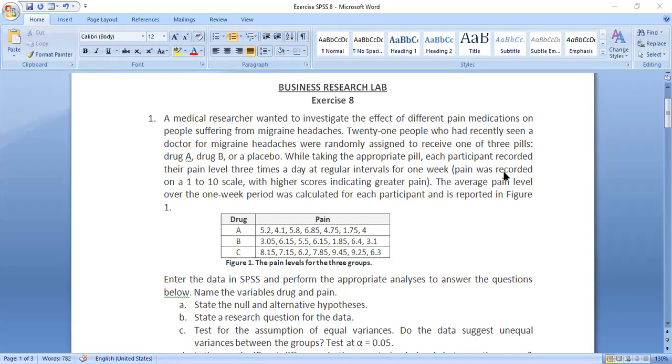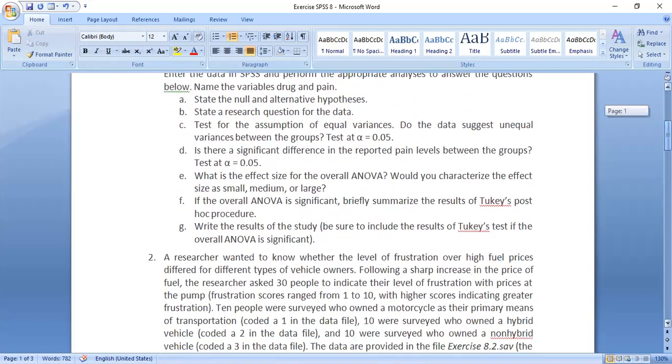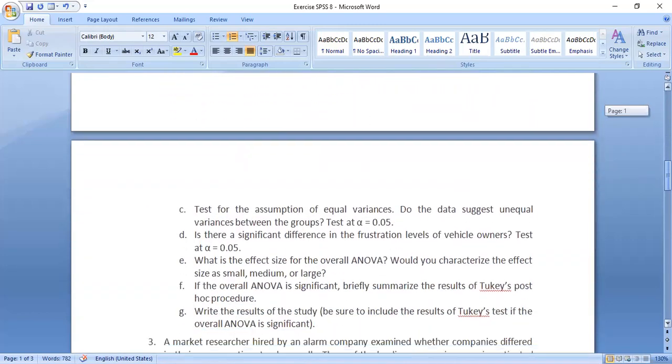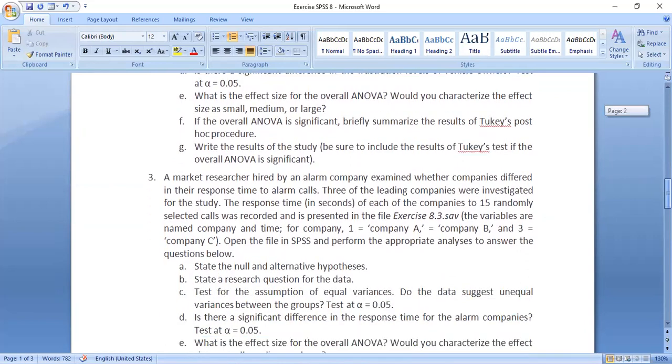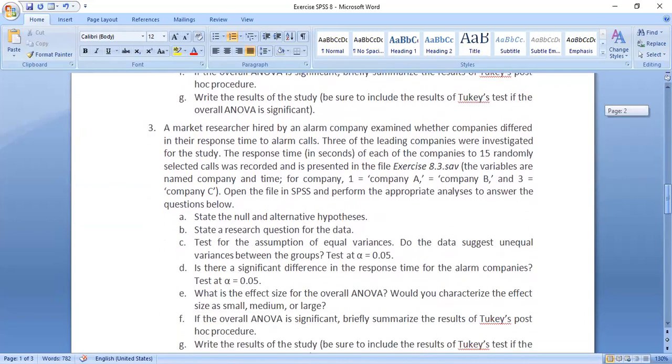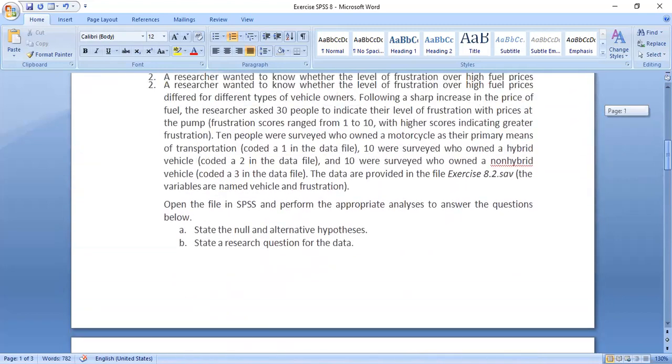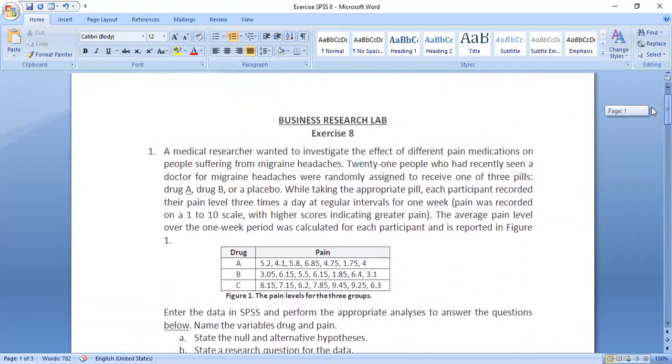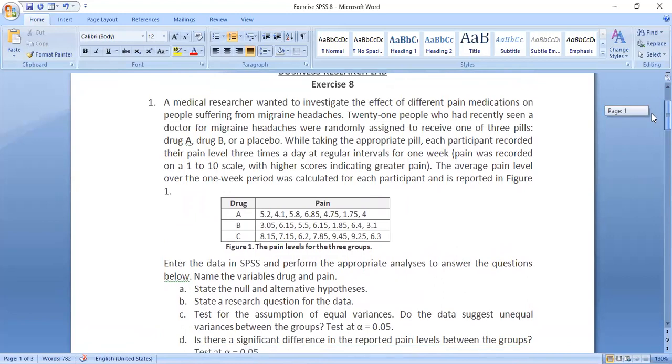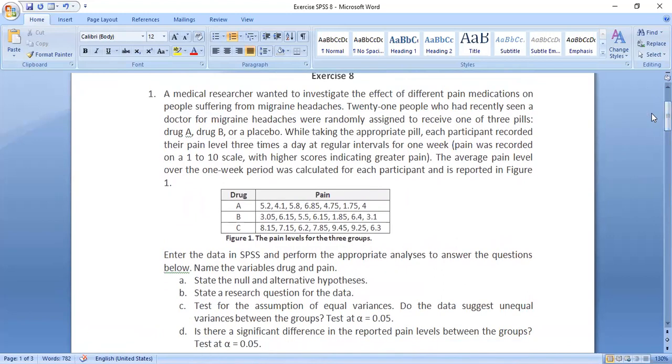We'll be doing question one today in the exercise part, that is your exercise 8, and thereafter we'll be going for question 2 and question 3 as a part of your assignment. Later on you'll find the video also being posted to you in the Google Classroom. So coming to the business research lab exercise 8 question 1 on one way ANOVA.